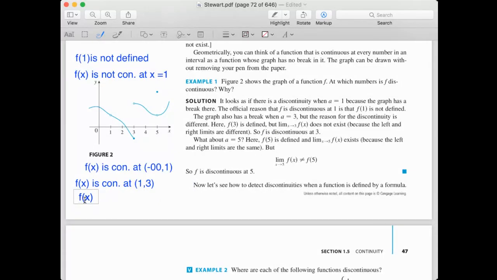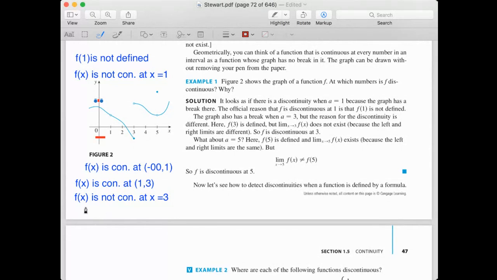But f is not continuous at x equals 3 because we don't have a limit at x equals 3. The limit of f of x when x approaches 3 does not exist, because the left limit is approximately here, but the right limit is here. So the left limit and right limit do not agree. The function value agrees with the left limit. So the limit does not exist at 3, and of course the function is not continuous.